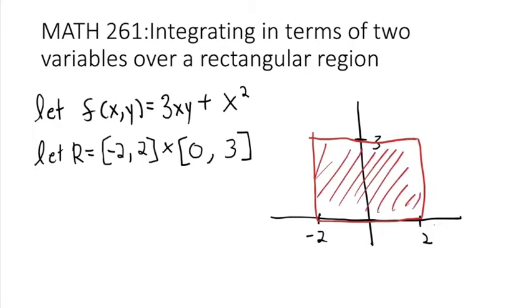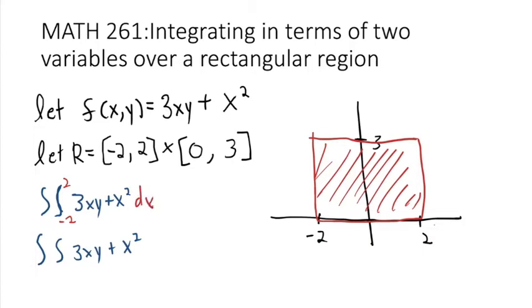So now using this function, we're going to set up two integrals that we could possibly use. The two integrals that we can possibly use is working in terms of the x region first. So that would be from -2 to 2 dx, and then following it up with the y, from 0 to 3 dy. Or we could do the reverse of that. We could do 0 to 3 dy, and then -2 to 2 dx.